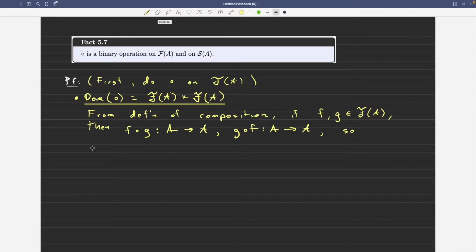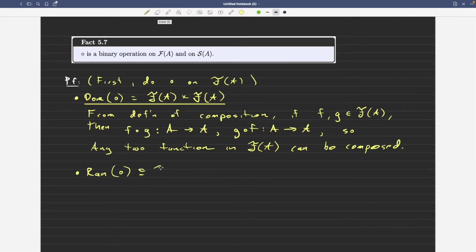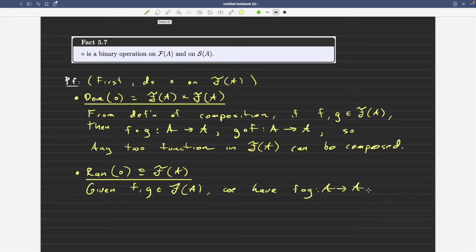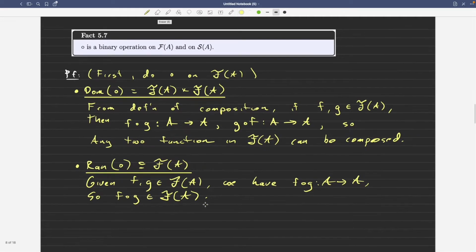So let's just think of it this way. Any two functions in F of A can be composed. And then also the range needs to be a subset of F of A. We kind of already proved it. Given f and g in F of A, we have f composed with g goes from A to A. So the result of composing them is also an element of F of A. So recapping what we've done so far, any two functions in F of A can be composed, and the result of which is also in F of A. So that answers the domain and range stuff.